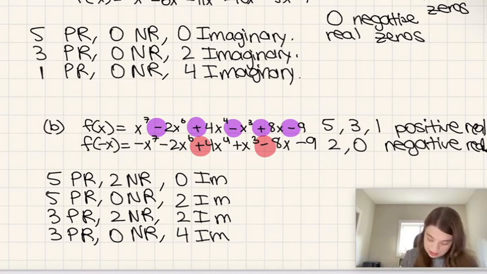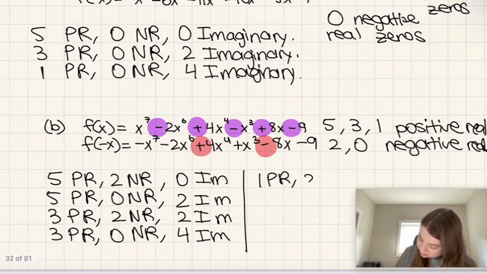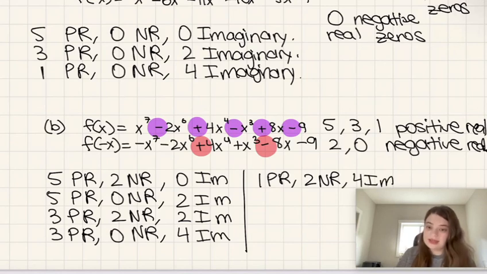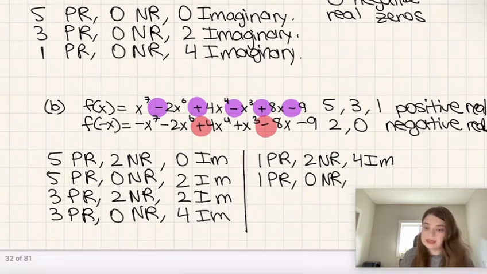And then what else? So we've accounted for the possibilities with 5 positive reals and 3 positive reals. What if there's 1 positive real? If there's 1 positive real and 2 negative reals, then that means that's 3 roots right there. We'd have to have 4 more. So 4 imaginary in that scenario. And then our last scenario is 1 positive real and 0 negative reals, meaning that there would be 6 imaginary.